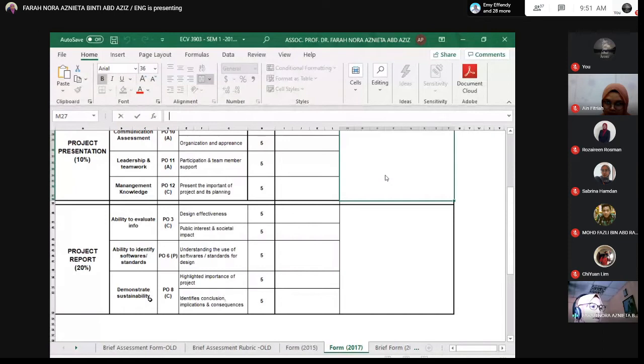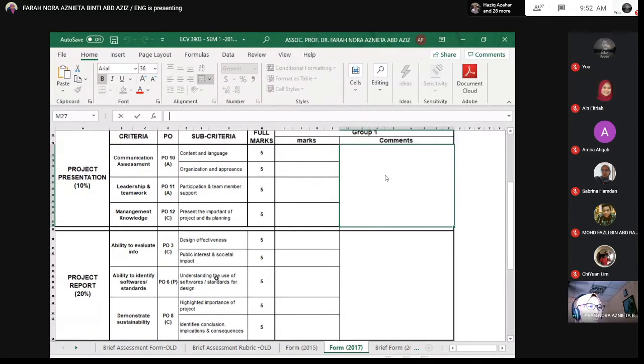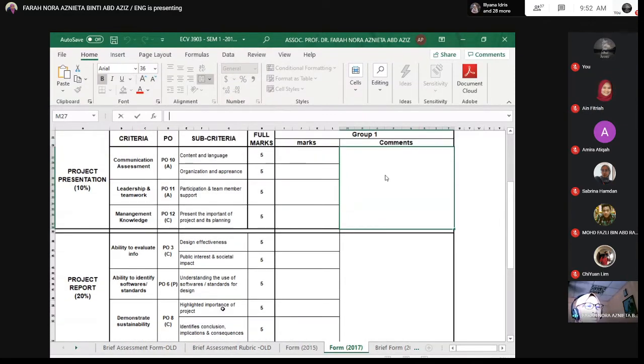Okay. And then demonstrate sustainability is to highlight the importance of the project and identify conclusion or implications and consequences to the sustainability aspect. Okay. So these are the things that we will look into, or your supervisors will mark each group.